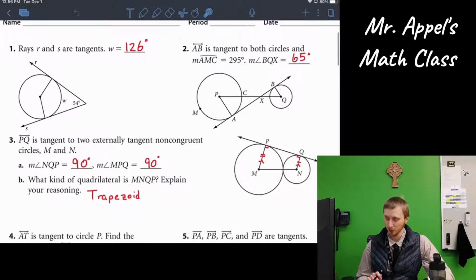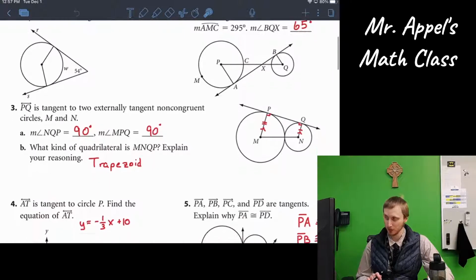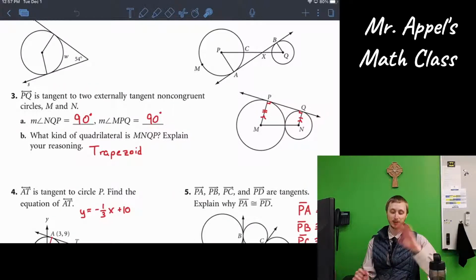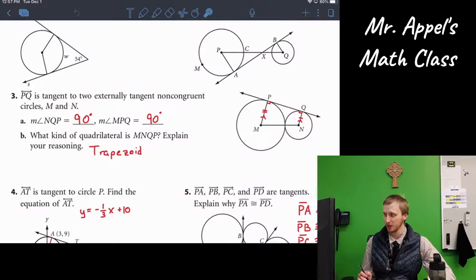Okay, 1 and 2, fairly straightforward. 3, part A is direct application of a radii are perpendicular to the tangent. That's it. But then it requires a little bit of thought around what you know of quadrilaterals to determine this must be a trapezoid. Since these are both perpendicular to the same line, we've got kind of a CIA, consecutive interior angles. 90 plus 90 is 180. They're supplementary. So these lines are parallel, and that's the only parallel thing, so you get the trapezoid from that.